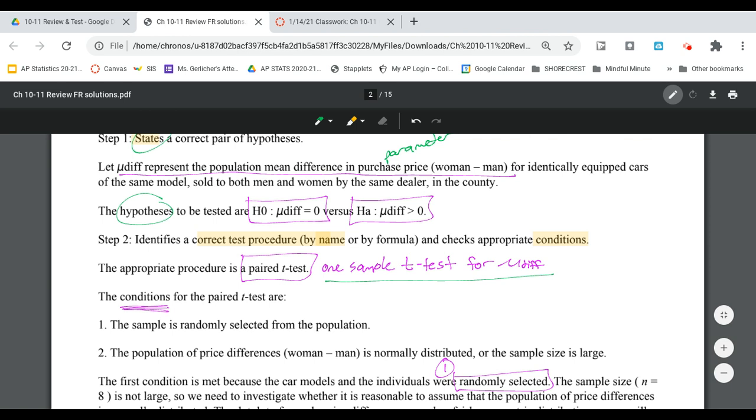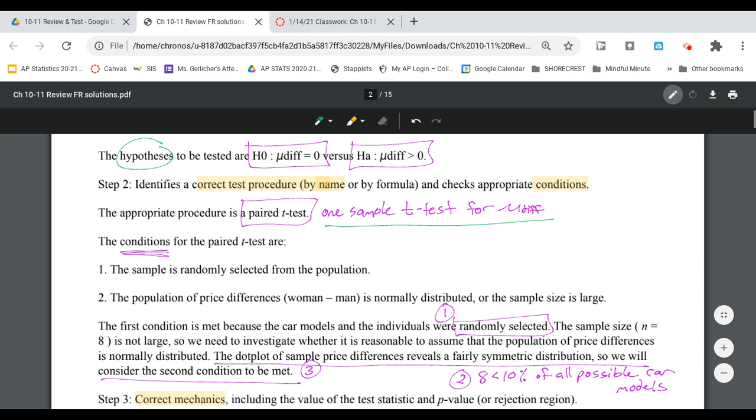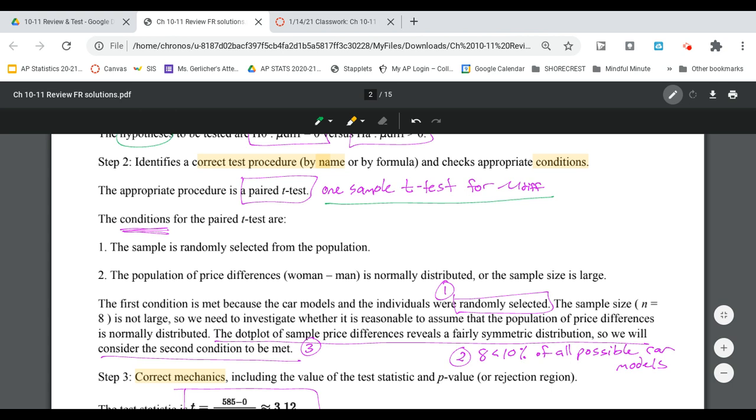And then they want the conditions. Now, again, on these rubrics, because they know they're pulling from people that have learned things from different textbooks, they sometimes don't look for everything that our textbook looks for. I am grading you assuming you're learning from our textbook. So there's 3 conditions we're checking here. One is if it's random, which they said it was in the statement. Two, they did not include in the rubric, but I still want you to do it. We can assume that 8 is less than 10% of all the possible car models, or yeah, we could just say assume that. And then 3, for normality, we only have 8 values, so we don't have a big enough sample size for central limit theorem to kick in.